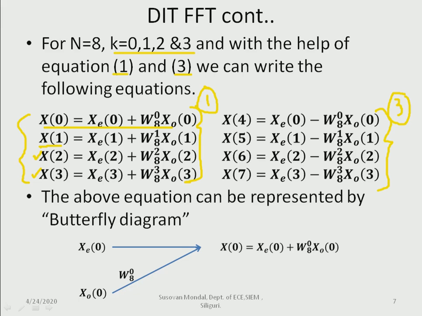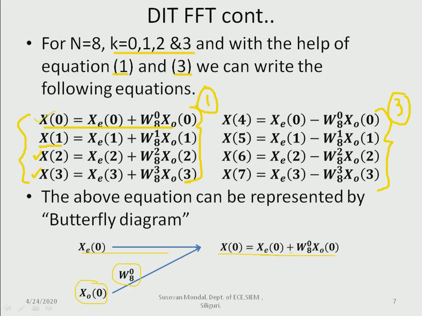Now how do we do this? x even of 0 will directly come here. Then x odd of 0 will go up, and when it goes up, it will be multiplied by W8 of 0 and added. So this is the equation.